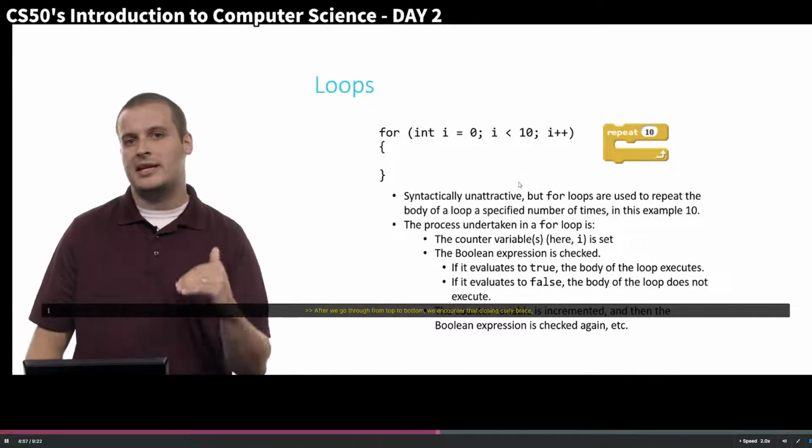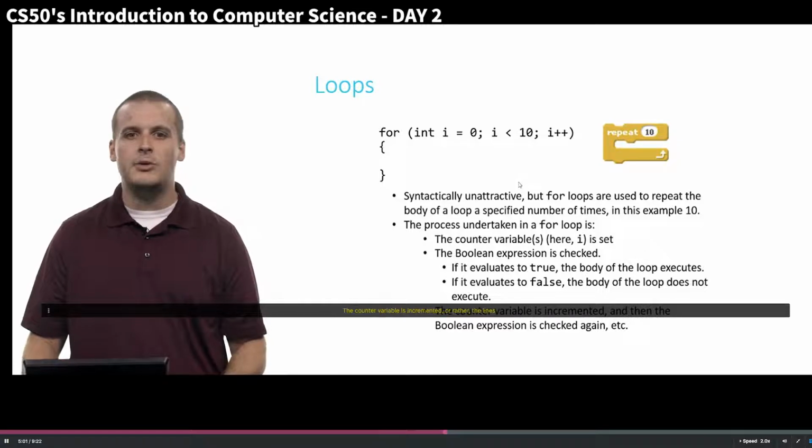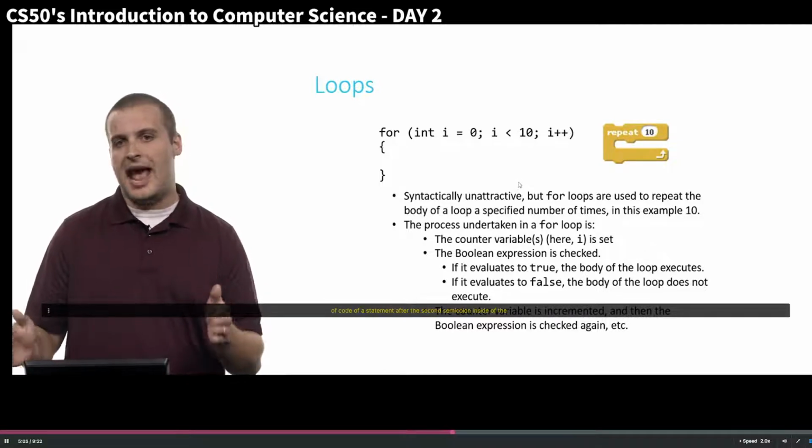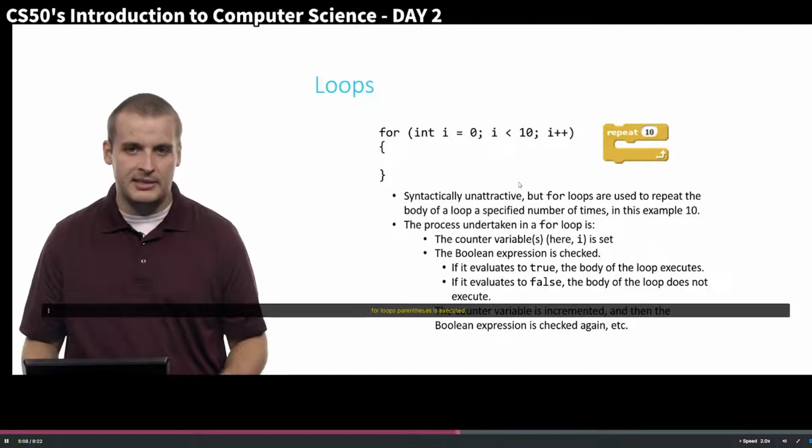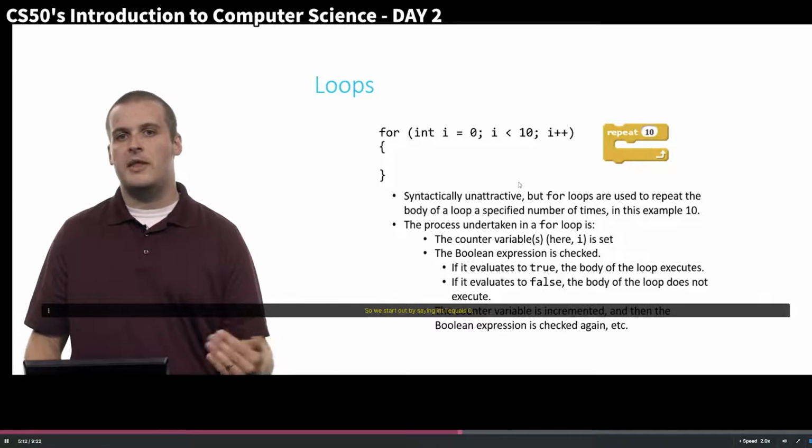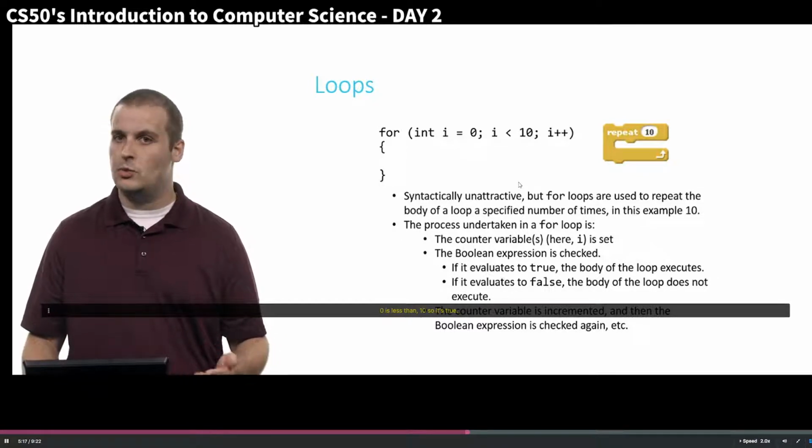After we go through from top to bottom, we encounter that closing curly brace. A third thing happens. The counter variable is incremented, or rather, the statements after the second semicolon inside of the for loop's parentheses are executed. So we start out by saying int i equals 0. Then we check whether or not the Boolean expression is true. 0 is less than 10, so it's true. So we're going to proceed into the body of the loop.